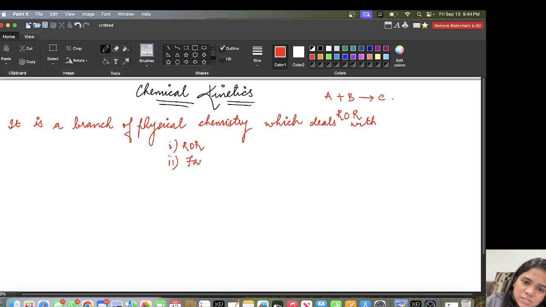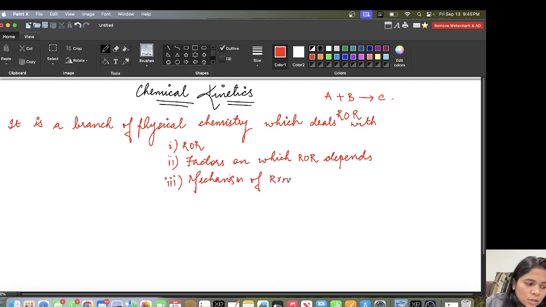Second thing which we need to study is factors on which rate of reaction depends. The third thing which we need to study is the mechanism of the reaction. Mostly we will study about your rate of reaction and the factors of rate of reaction.